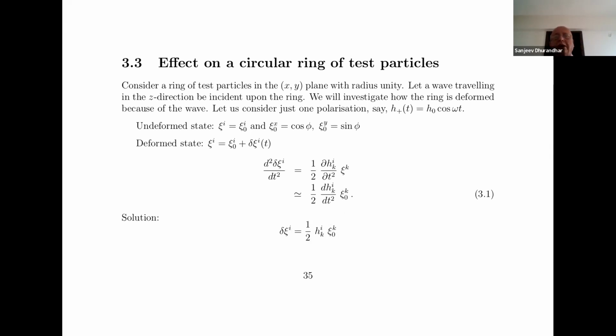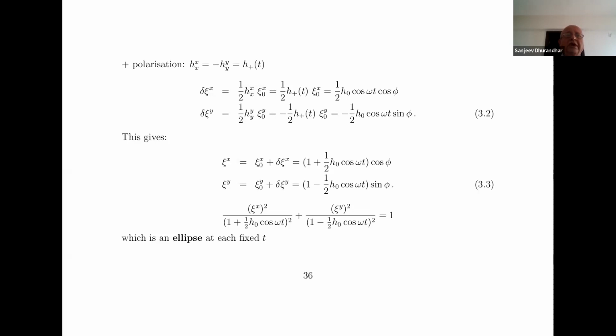The initial condition is that the particle is at rest or wherever it is there, and with velocity zero. Then if you integrate this equation, you will get this kind of a solution with those initial conditions. So now the plus polarization is h xx minus h yy equal to h plus t. So you get delta xi x. Now you calculate, okay? So what is plus polarization? If you see, it was h xx minus h yy is h plus t.